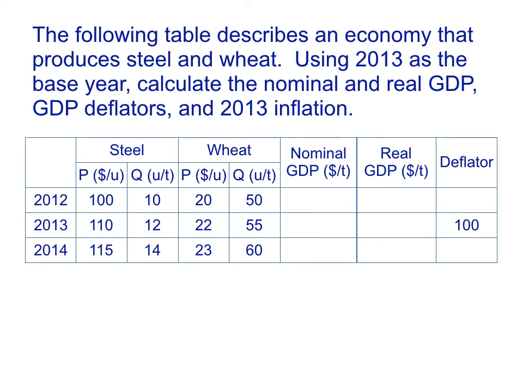Here we're going to use 2013 as the base year, and I want to calculate the nominal and real GDP, the GDP deflators, and 2013 inflation. Notice that I've already put in the deflator for 2013 because it is always 100. All right, the base year always has a deflator of 100. In order to get my values, one of the things that I sometimes like to do is circle the price for the base year. That just kind of reminds me of the prices I need to use for my real GDP.